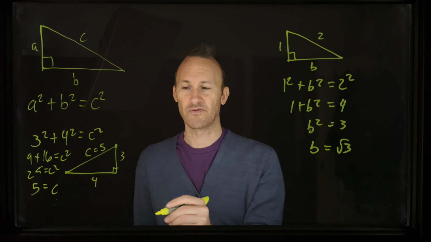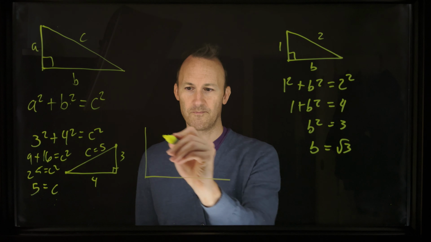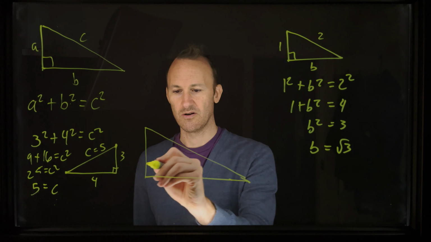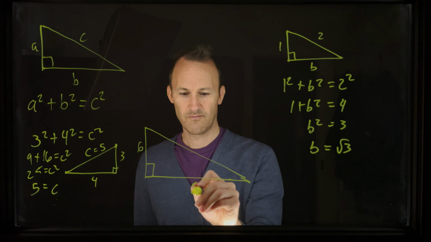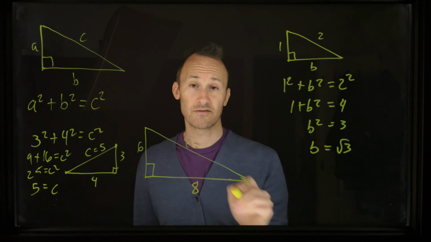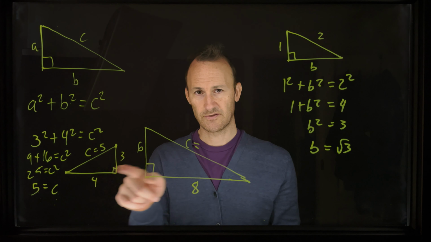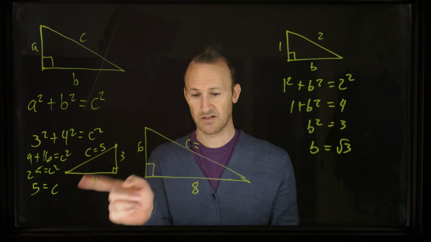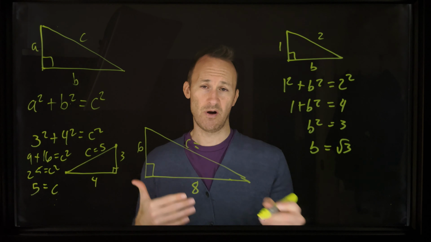So look at the 3, 4, 5. If I double these in size, try that here. I say, well, okay, this is 6 now, and this is 8. Now do I know what C is here? Well, if you look at these two triangles, they're in proportion because 3 is to 6 as 4 is to 8. In effect, the bigger triangle is double the smaller one.